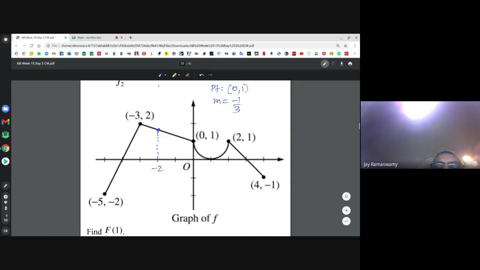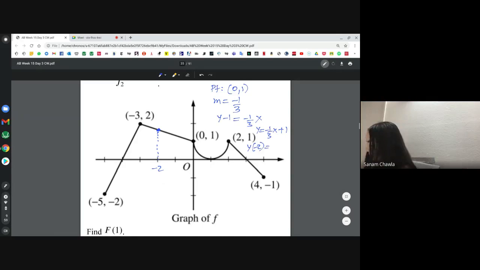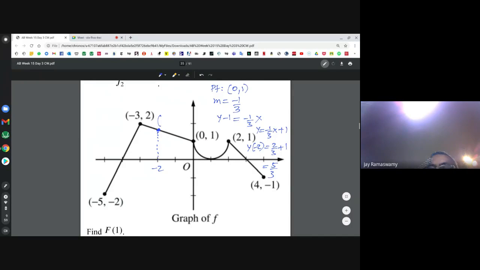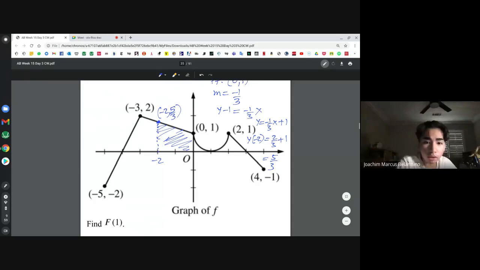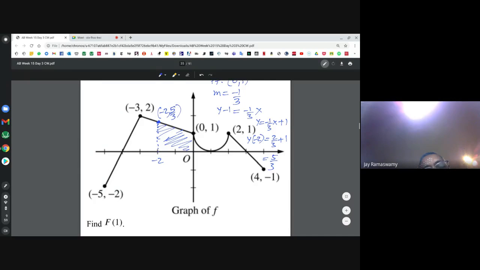Falling 1 going across 3. So is your equation y minus 1 equals -1/3 x, or y equals -1/3 x plus 1? Should we now plug in the -2 to get the exact value? So that's positive 2/3 plus 1, which is 5 over 3. Everybody look at the board. I'm labeling it. So is that point really -2 comma 5 over 3? Now, guys, we're not done with the problem. We still need to find that area. That's why this problem is challenging.